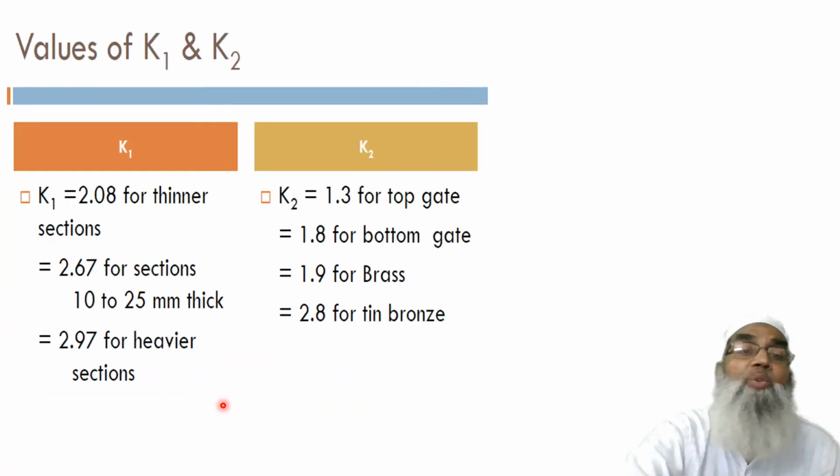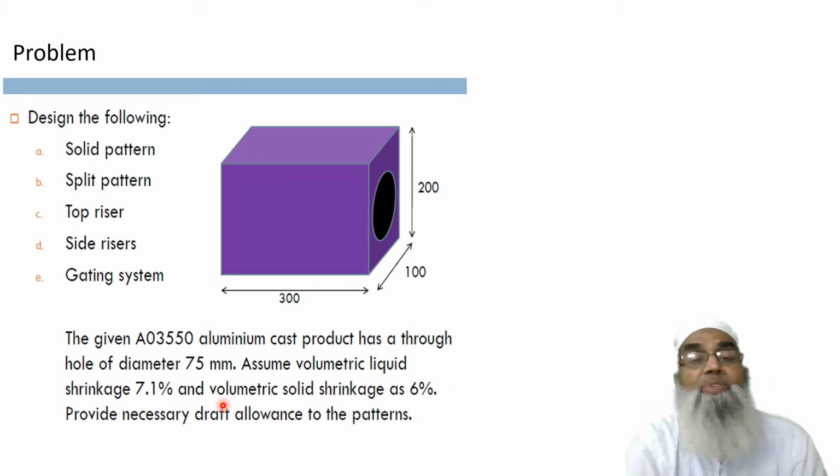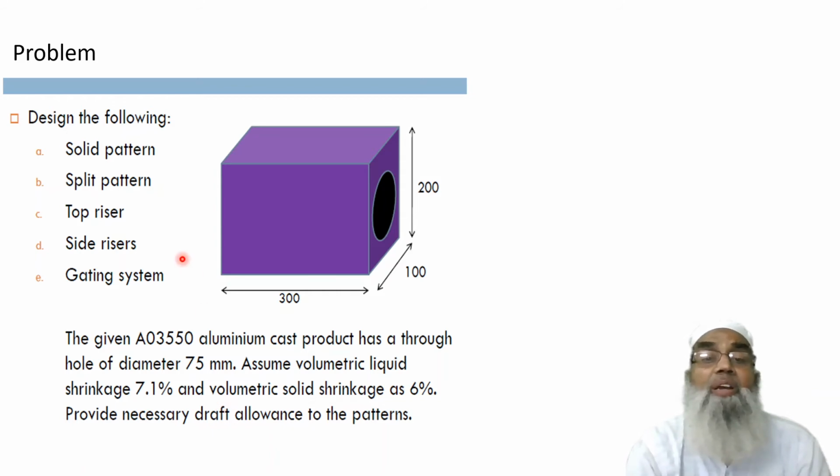These K1 and K2 in the previous equation can be taken from this particular table, and this is the equation which we need to solve, so that we can incorporate all the allowances in the pattern. This is the product we need. This is the casting product that we need, with the length, width, and thickness, and the through hole. Now we need to design a solid pattern, split pattern, top riser, side riser, and gating system for this pattern.